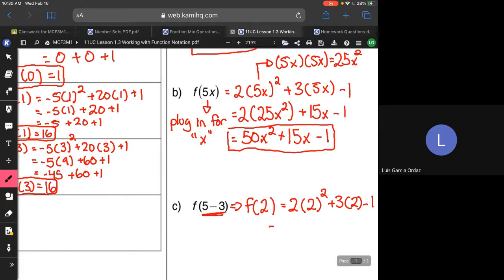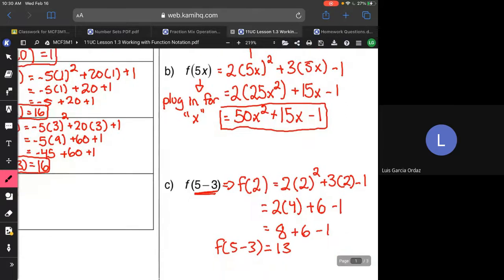So can someone tell me what the next line is going to have? Abigail? Doing that in bracket 4. Mhm. 6 minus 1. Okay, and then you can keep going. That's fine. 8 plus 6 minus 1. So that means f at 5 minus 3 is equal to 13.